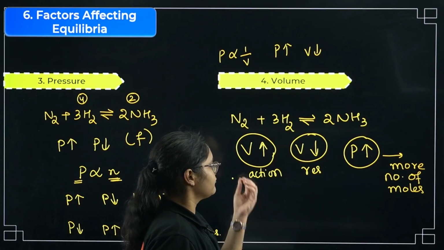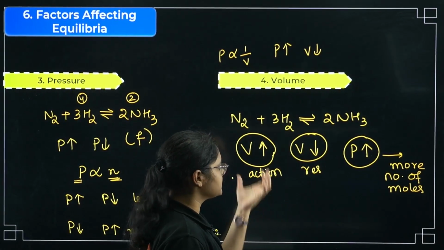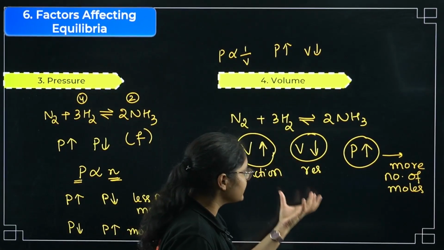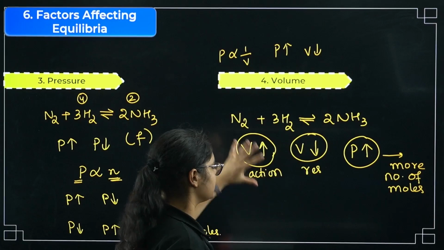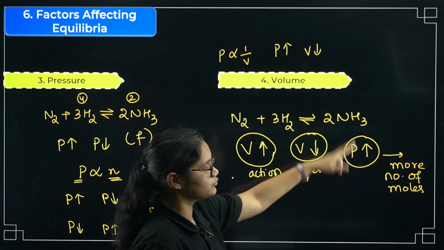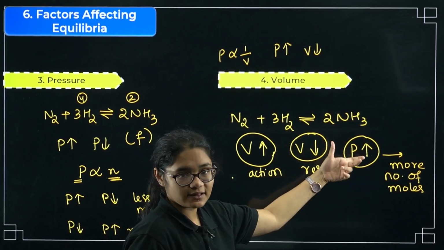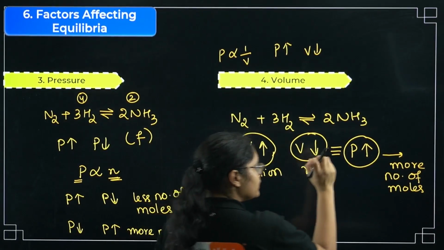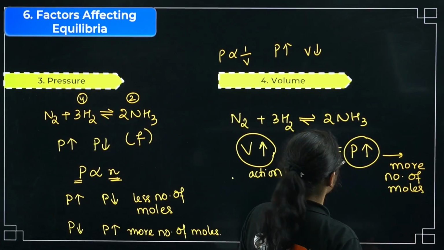Okay, so if you are increasing the volume, the reaction will try to decrease the volume. Decreasing the volume means, I can say, increasing the pressure. These two are equal because they are inversely proportional. And to increase the pressure, we should go towards more number of moles.